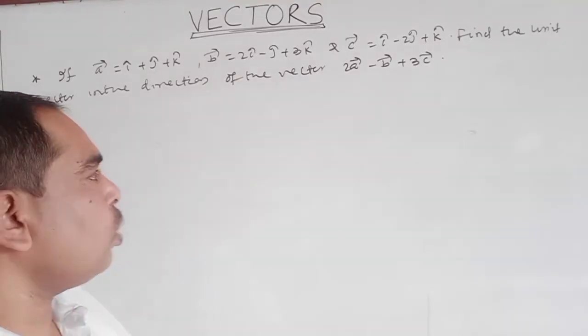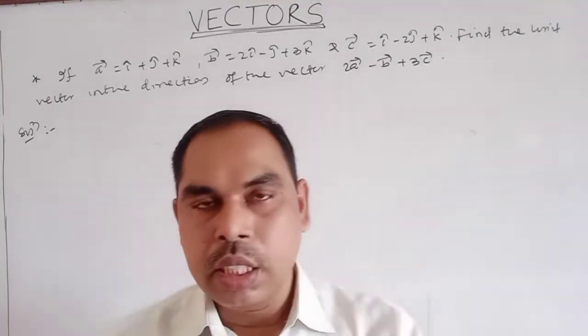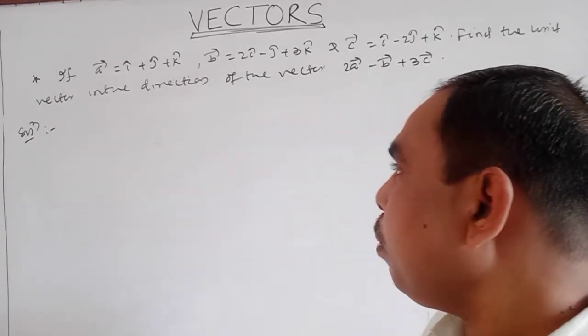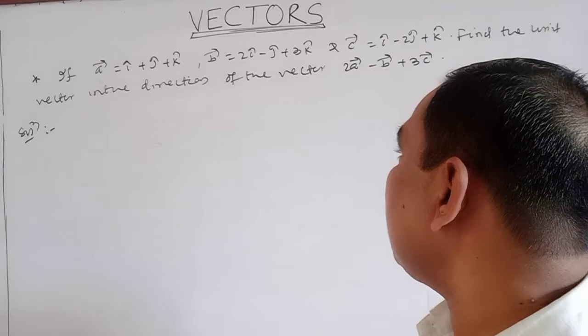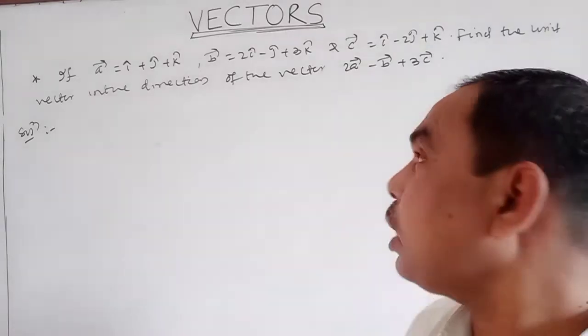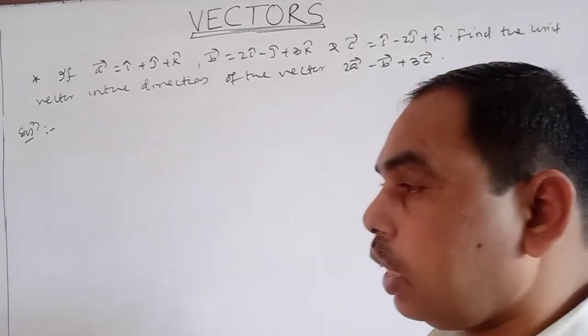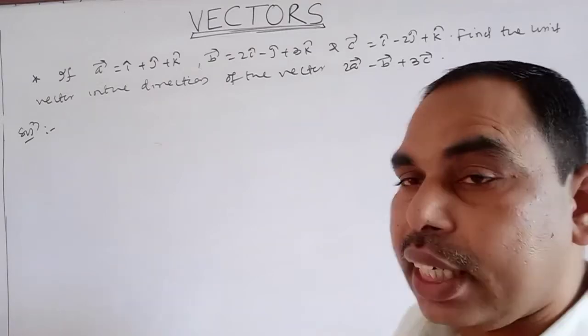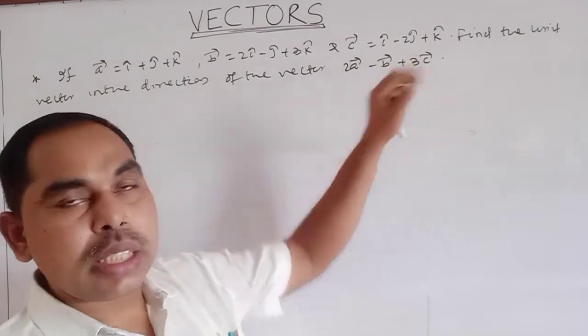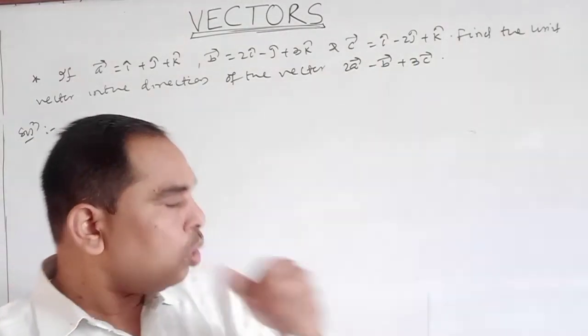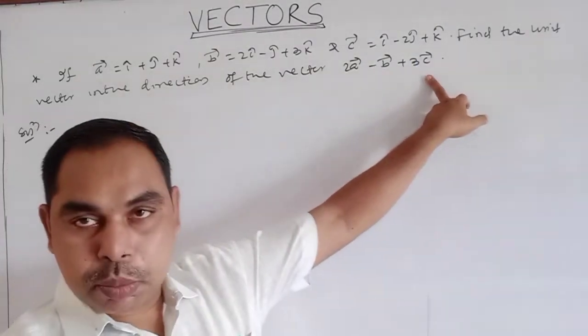There is a question given: if A vector is equal to i plus j plus k, B vector equal to 2i minus j plus 3k, and C vector is equal to i minus 2j plus k. Find the unit vector in the direction of the vector 2a minus b vector plus 3c vector.